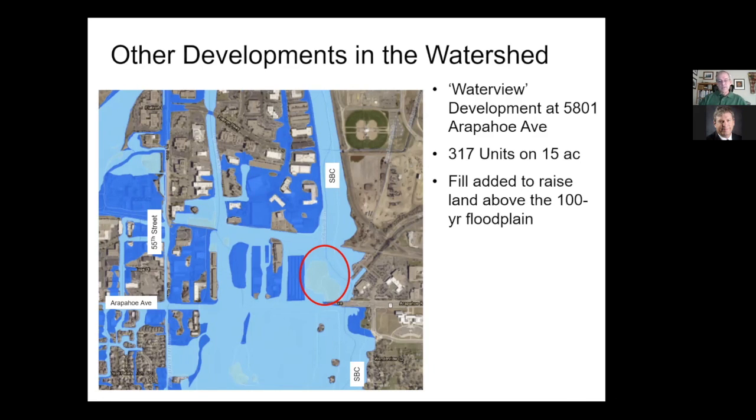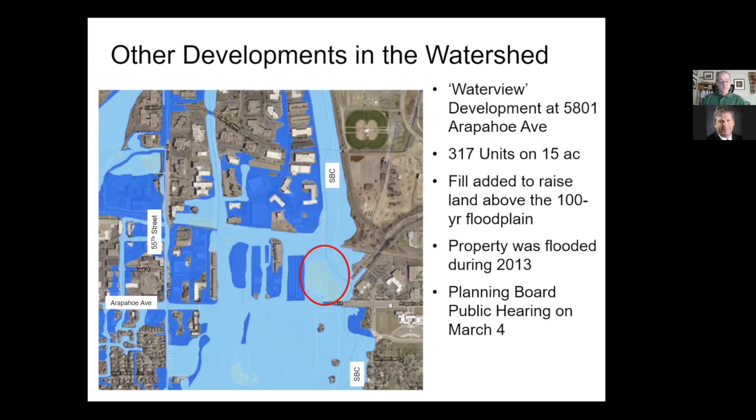Fill has been added to the property to raise it above the 100-year floodplain. This map again is both of the 2013 flood extent and also the 100-year flood extent. So the 100-year flood extent is shown in dark blue. The 2013 flood extent was shown in light blue. And as you can see here, this land was completely flooded in 2013. If you look carefully, you can see this area within the red circle is kind of a funny color. This is area not part of the 100-year flood extent. So it suggests that maybe that 100-year flood map isn't the most accurate.